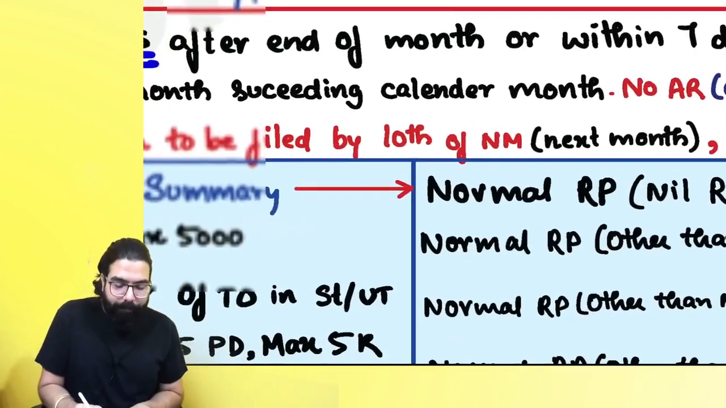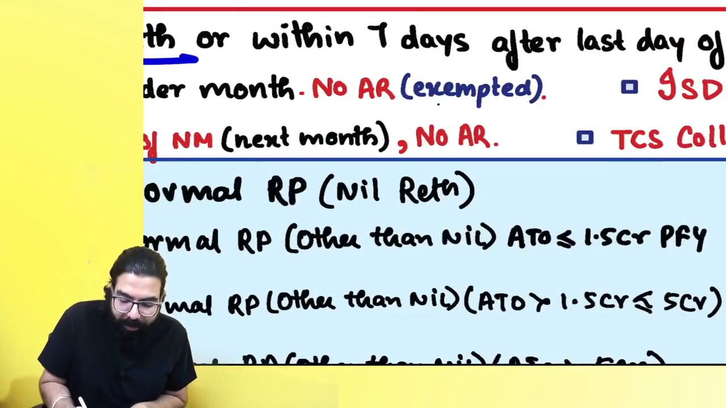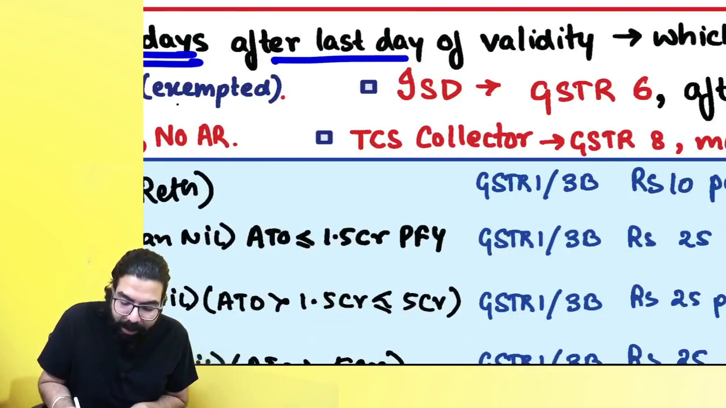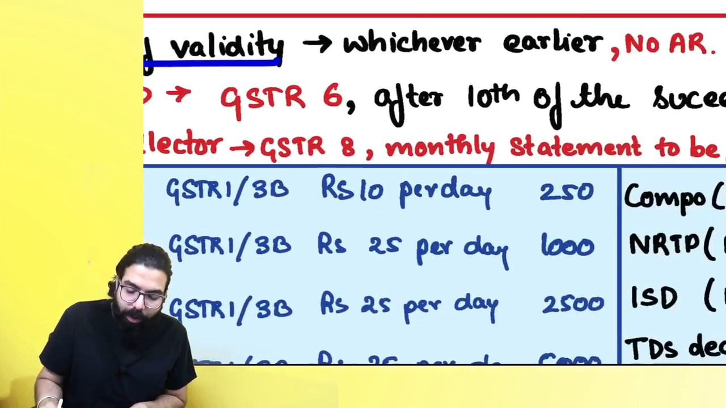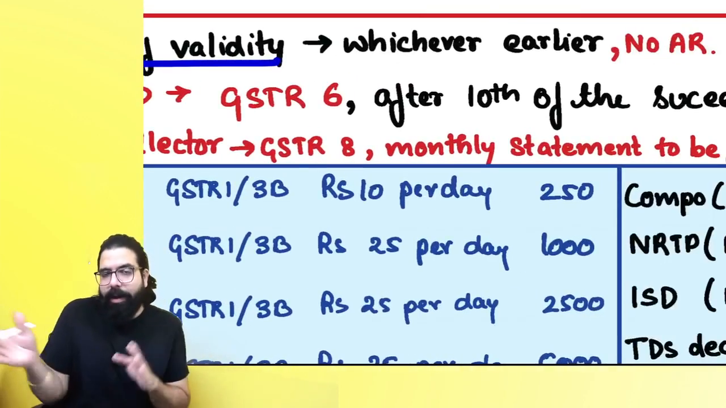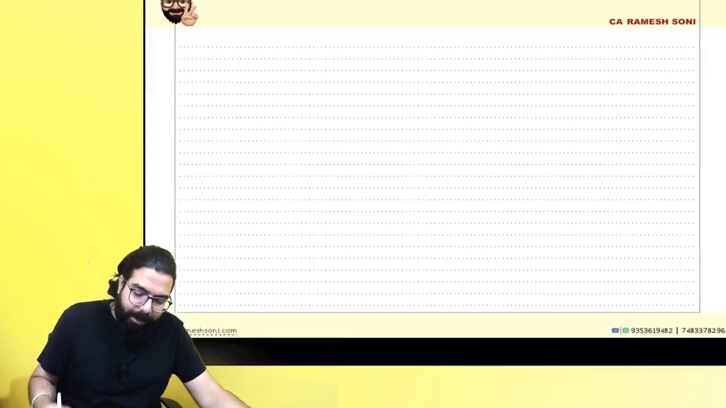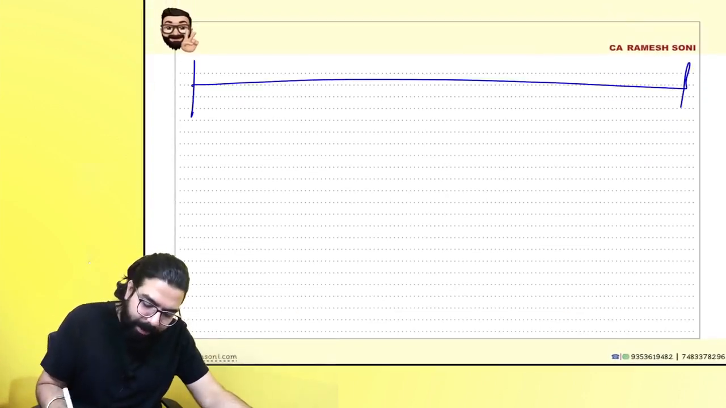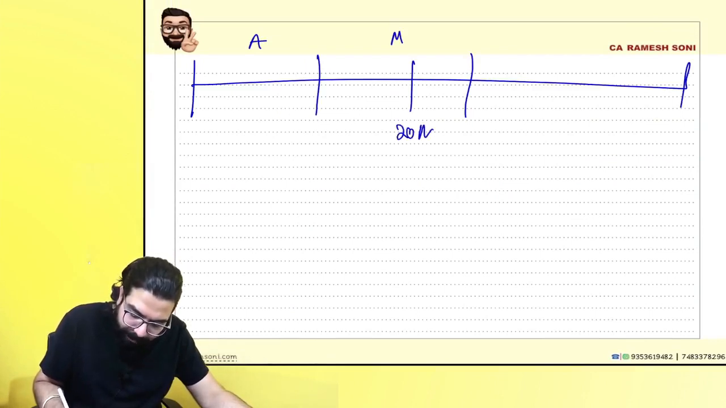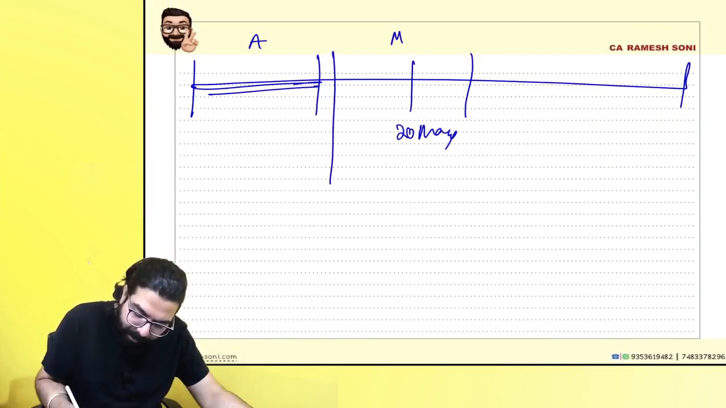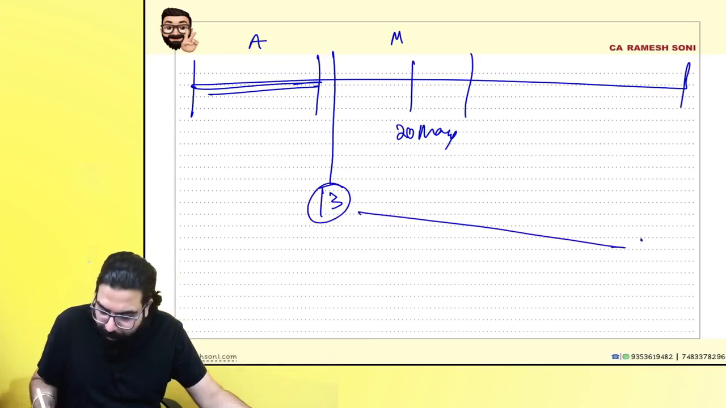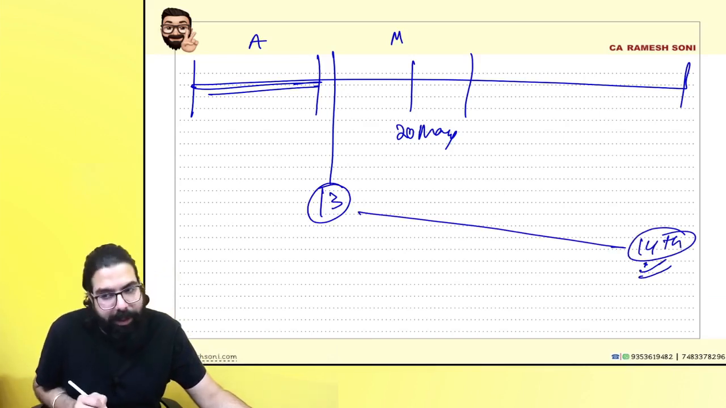Sir, if, after the end of the month or within 7 days after the last day of validity, once the validity gets over, supposing I am an NRTP and I have taken registration for April, May, till 20th of May. Then for April, I will file by 13th only, so that the front party's GSTR 2B gets generated on 14th and he will be able to take the credit.